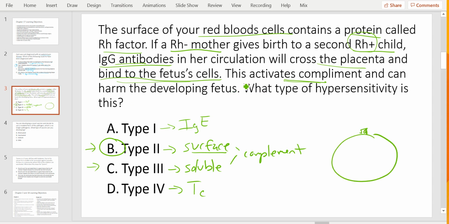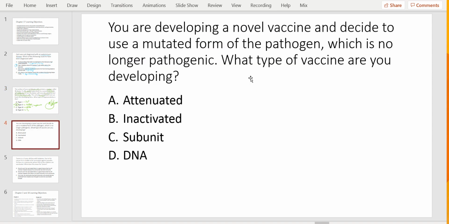And what that ends up looking like is you've got a red blood cell. On that red blood cell, you have the Rh protein, and you have antibodies from mom that bind to that Rh protein, which activates complement. Okay, remember, we activate that whole pathway. Eventually, C9 comes in, pokes holes, and actually harms the fetus's cells themselves. Okay, so those are kind of when the immune system goes wrong.